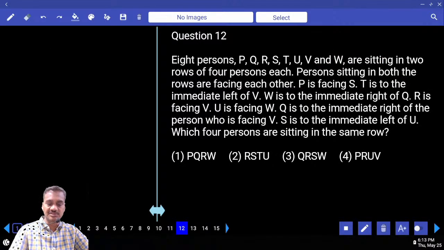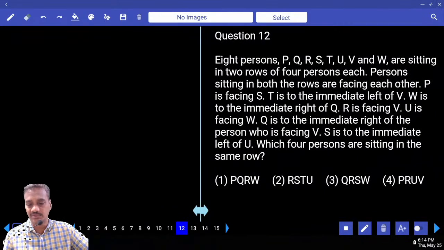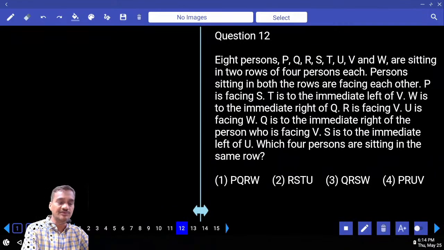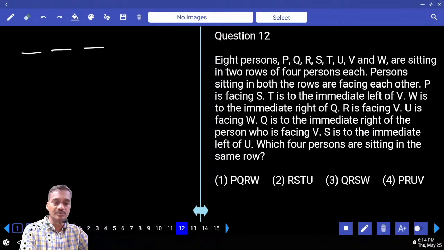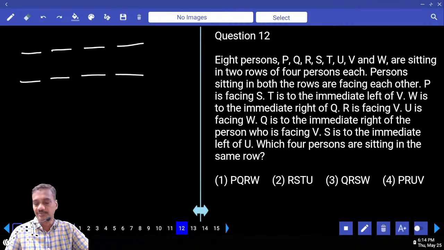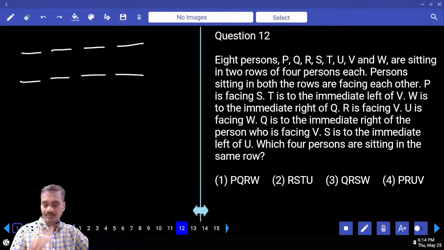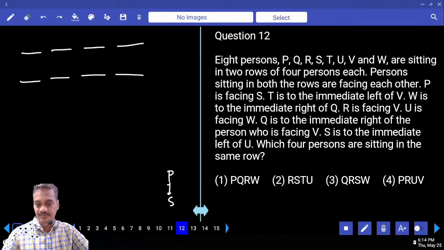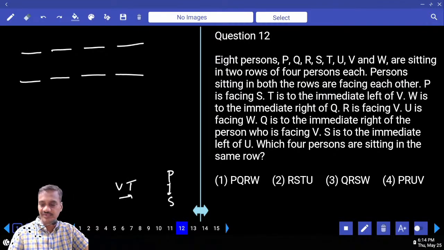Then the 12th one. There are 8 persons, P, Q, R, S, T, U, V, and W, and they are seated in 2 rows of 4 persons each. Now 2 rows of 4 persons each, 1, 2, 3, 4. And persons sitting in both rows are facing each other. P is facing S. Now P and S are opposite to each other. T is to the immediate left of V. V is here, and T is here.